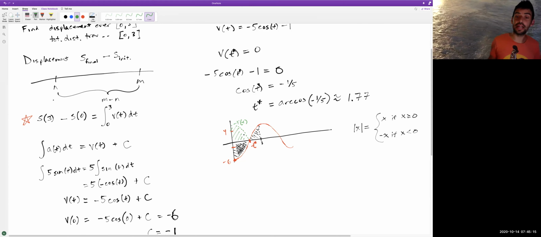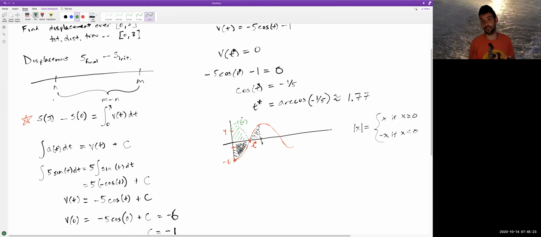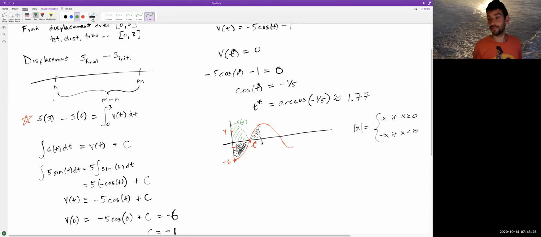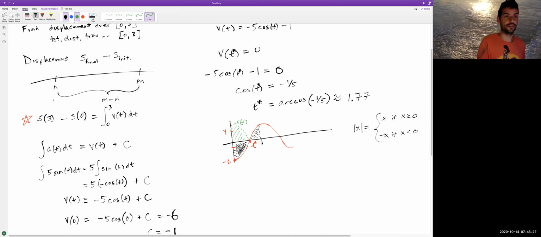It looks funny to write negative and put it into positive, but it's because it started out negative. So over this first interval, I want to integrate over negative v of t. Over the second interval, I want to just integrate v of t. So let's write this out. What does this look like?